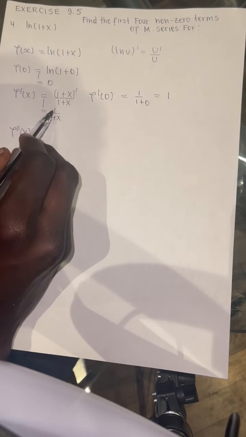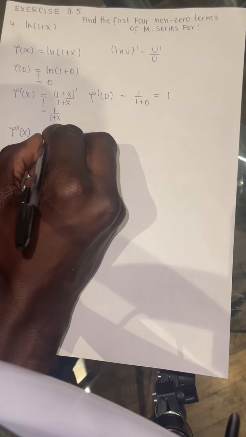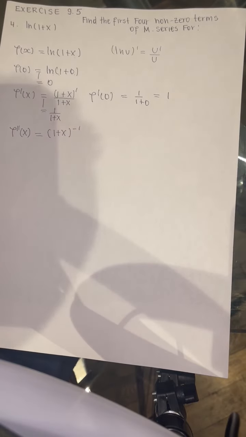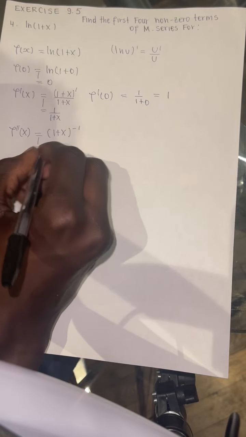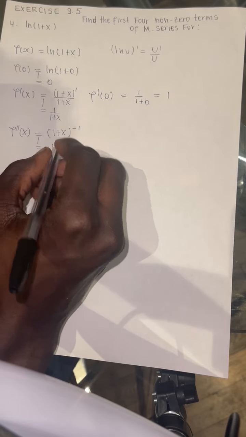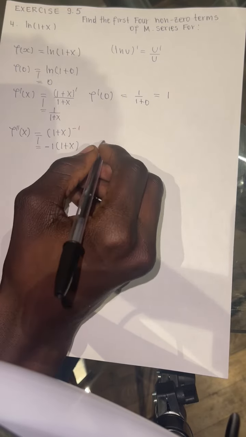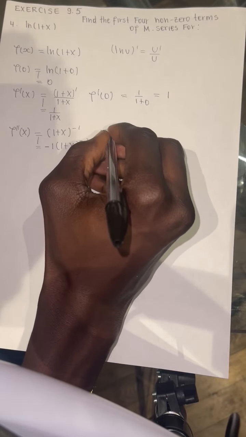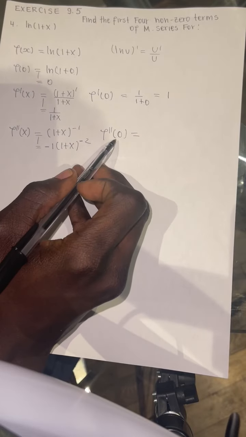So guys, now check this notation: 1 over 1 plus x can also be written as (1 + x) to the power negative 1. What should be the derivative of this? We're just going to use the chain rule. This negative 1 is going to come down, and then we have (1 + x) to the power 1 minus 1 and with the chain rule we get minus 2. So now let's find f''(0).